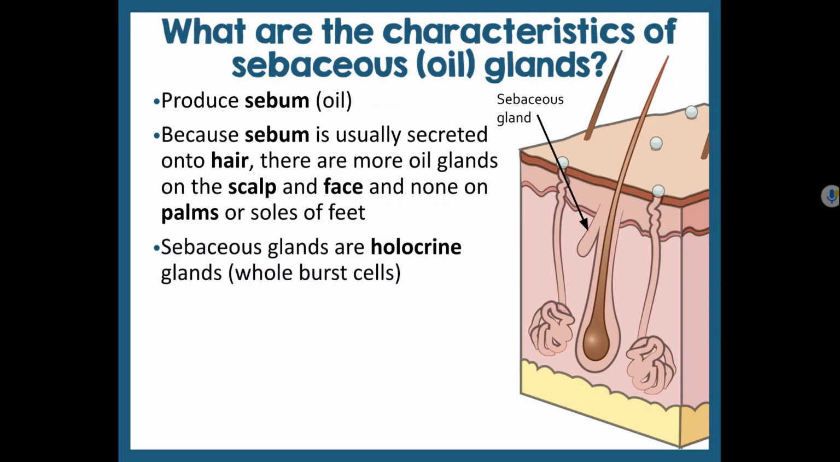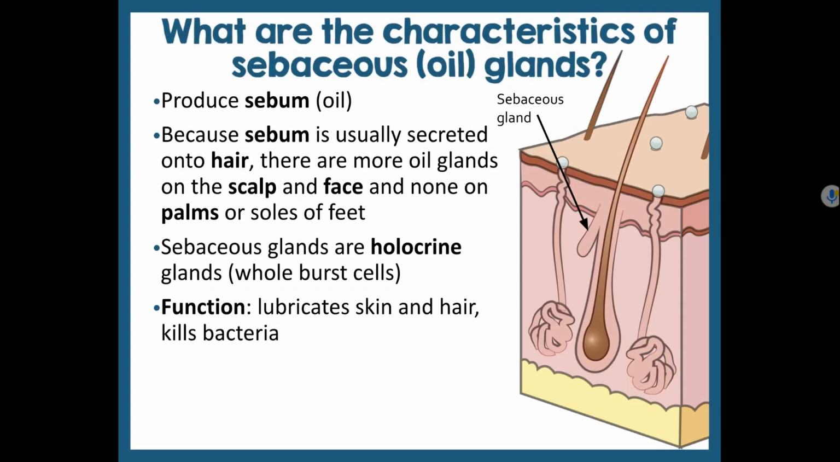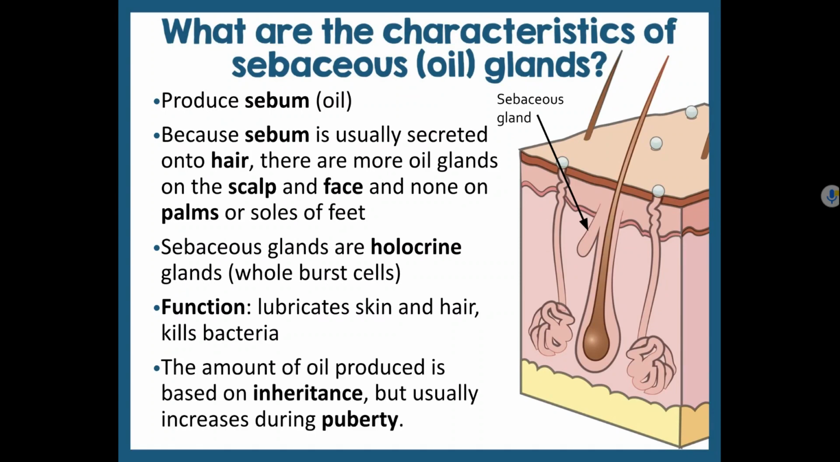Sebaceous glands are holocrine glands. Holocrine glands are glands that have to destroy cells to secrete their substance, whereas merocrine glands are able to secrete their substance without causing any damage to the cell. The function of sebaceous glands is to lubricate skin and hair and kill bacteria. The amount of oil produced is based on your genes that you inherited, but usually this production of oil increases during puberty.